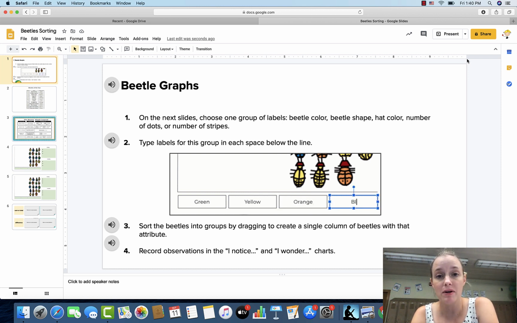Okay, for Math Today, we're going to take those beetle graphs, those glyphs that you made yesterday, and we're going to sort them. So you want to be thinking about, when you're looking at the beetles, how they are similar and how they are different.